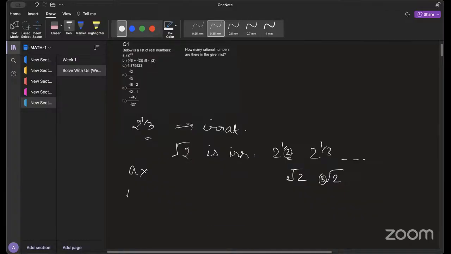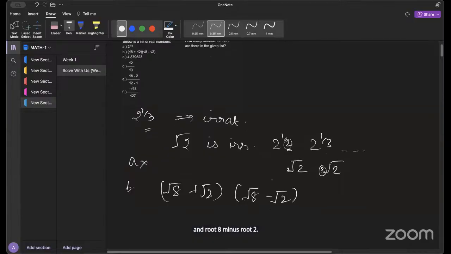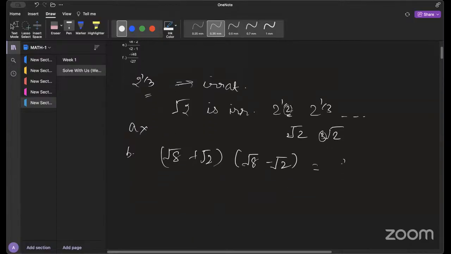Then moving on to the B part, you have root 8 plus root 2 and root 8 minus root 2. This gives you root 8 square minus root 2 square. So it's basically 8 minus 2, which is 6. So this is rational.